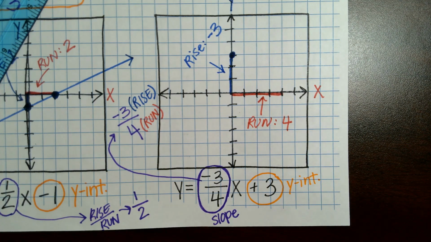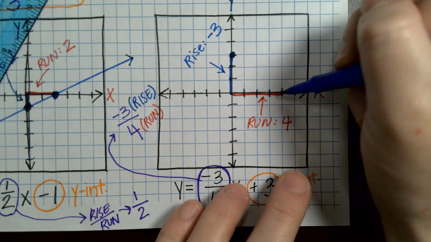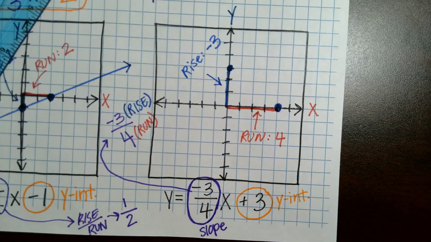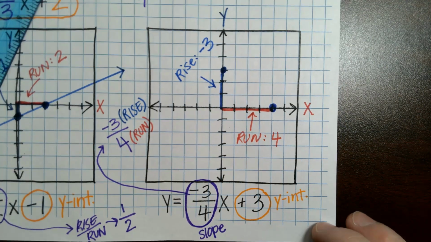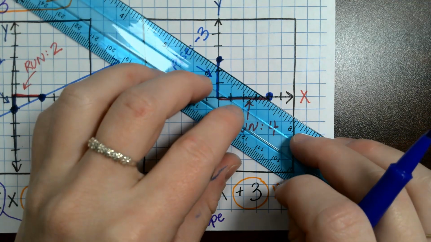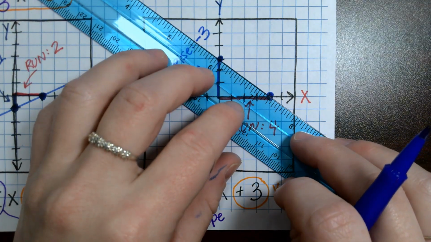Okay, so where's my second point go? Right at x = 4, right where we ended our slope. And once you've done that, you just connect the dots. That's it. Not so bad, not so bad.